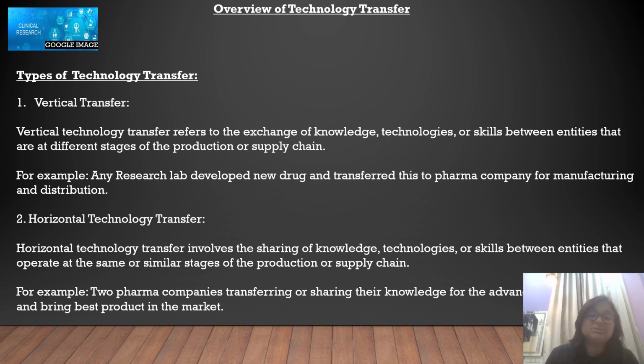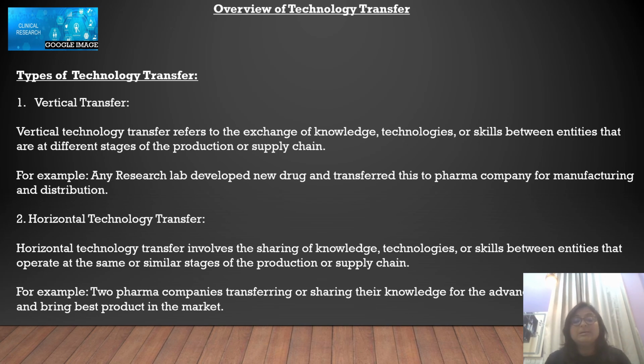Now horizontal technology transfer involves the sharing of knowledge, technology, or skills between entities that operate at the same or similar stage of the production or supply chain. Here, they are not at different stages, they are both at the same stage. For example, if we take two pharma companies, where one has some ingredient and the second has another ingredient, they will exchange their knowledge, make a better product, and bring it into the market.